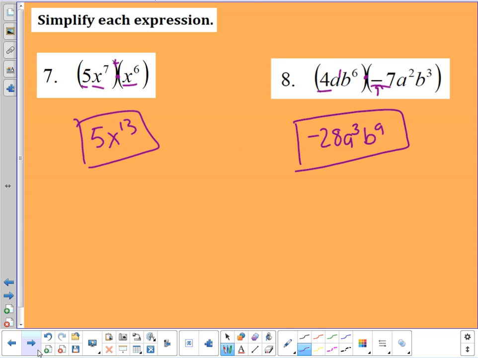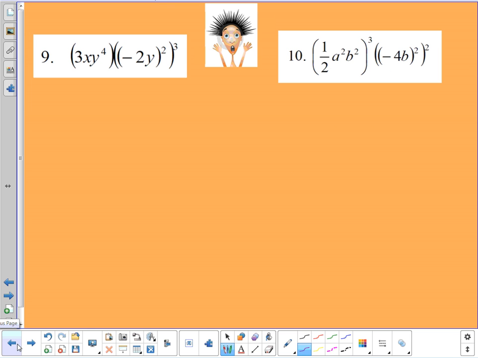So let's take a look at number 9. And number 9, holy cow, lots going on in number 9. So I have this whole thing in the first set of parentheses, 3x y to the fourth. Then I have negative 2y raised to the second, then raised again to the third. Holy buckets. So here's the thing. I'm going to take care of this stuff over here first because I think that will help me. When I have something raised to a power of a power, remember that power of a power rule, I'm multiplying these together.